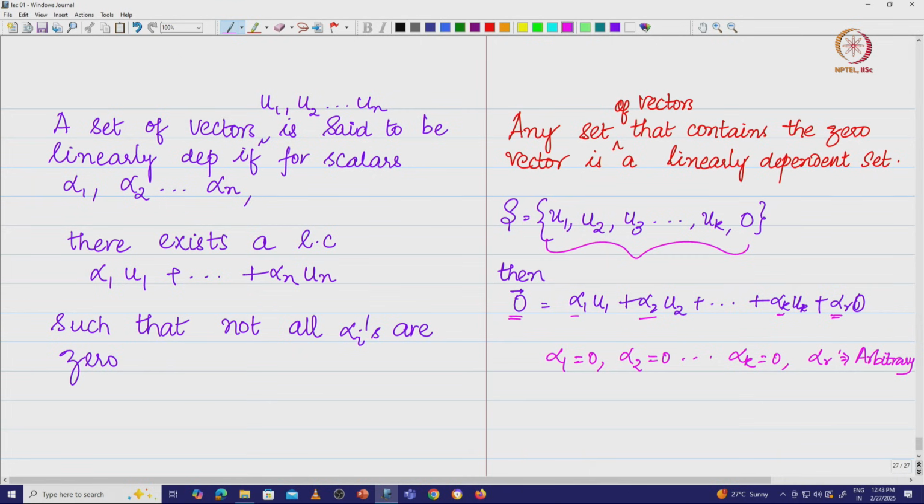A linearly dependent set ultimately implies that there is a redundancy there. Is this clear? So, a linearly dependent set implies redundancy.